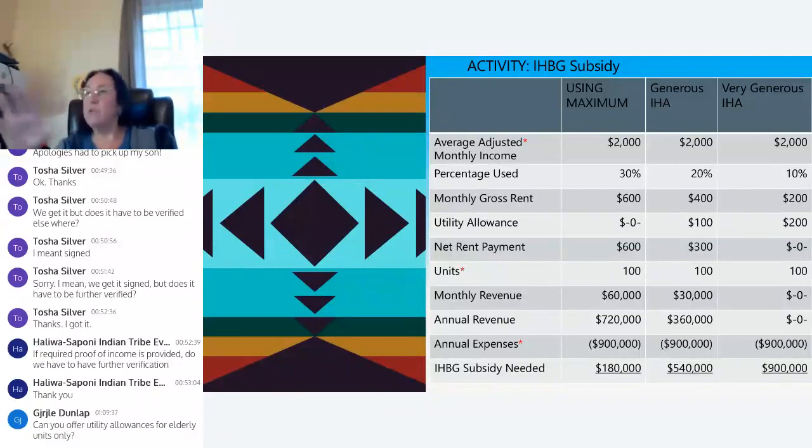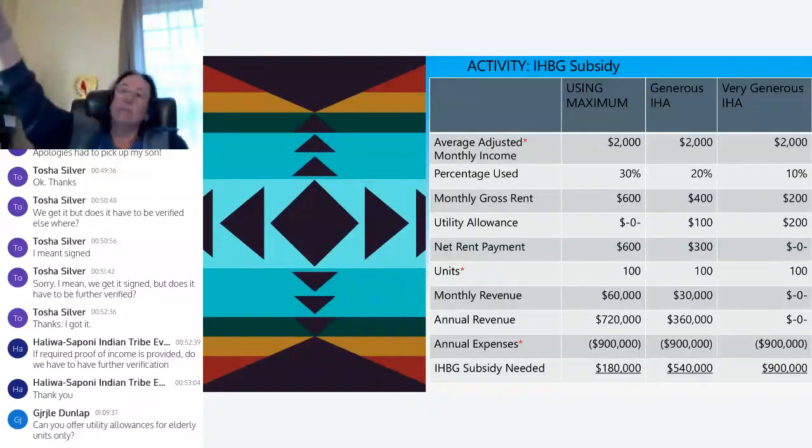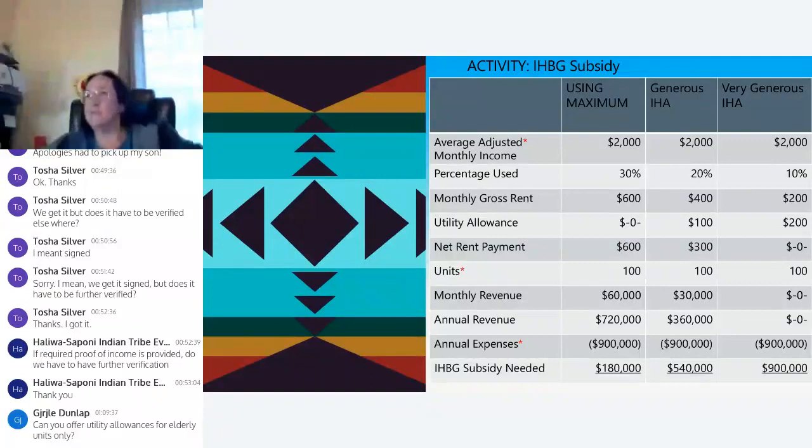For this particular 100 unit complex, it costs $900,000 to run for a year. That's collections, maintenance, move outs, electricity to the common areas, water, your fire suppression system, all that fun stuff, okay? Electricity, all of that. So, $900,000 for the 100 units that you're offering your tribal members. You're going to still need $180,000 subsidy on a yearly basis to operate those 100 units.